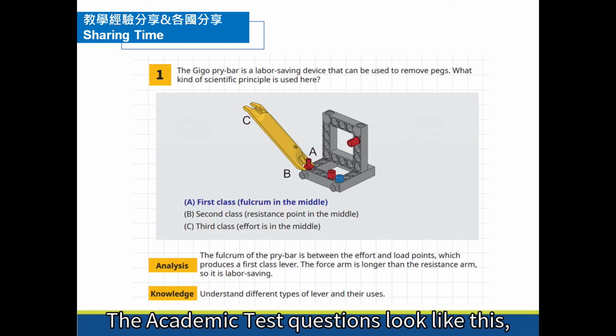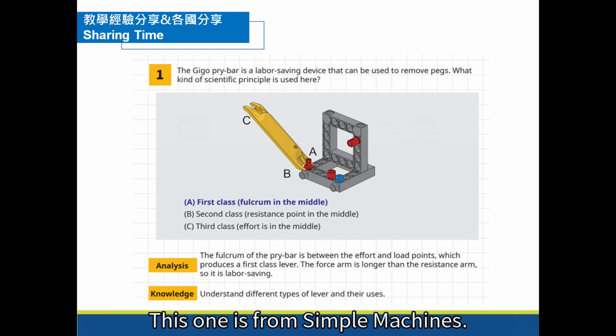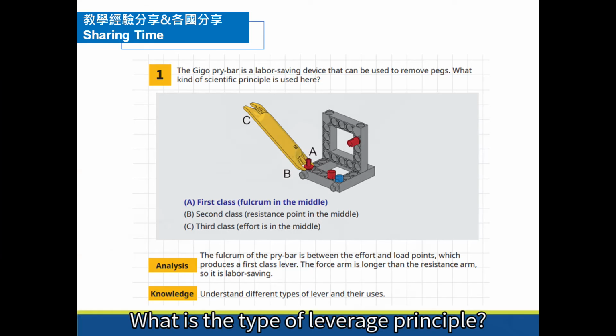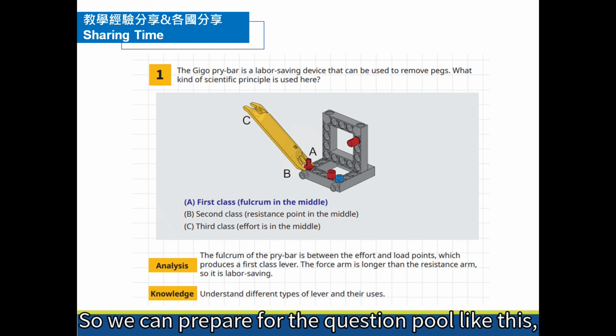The academic test questions look like this. A simple layout. This one is for simple machines. Here's an example. This one uses the peg remover. It is labor-saving to pry out the peg. What principle does it apply? Leverage. What is the type of leverage principle? First-class lever.